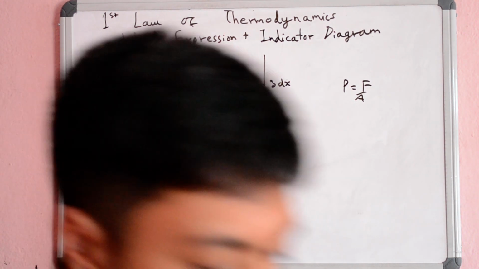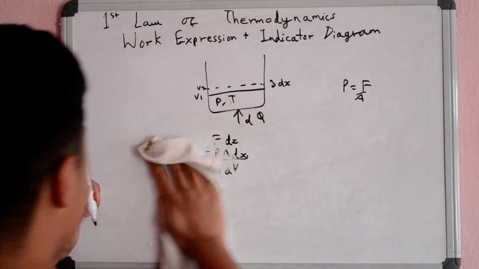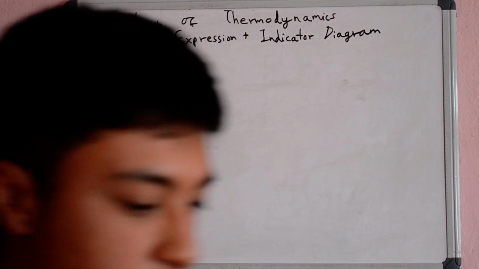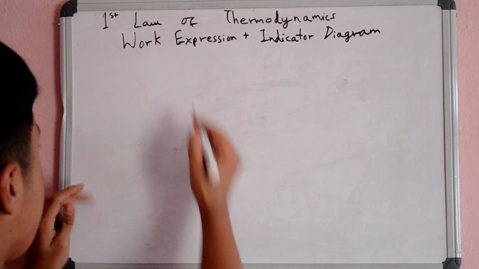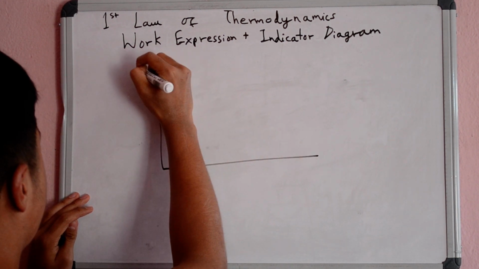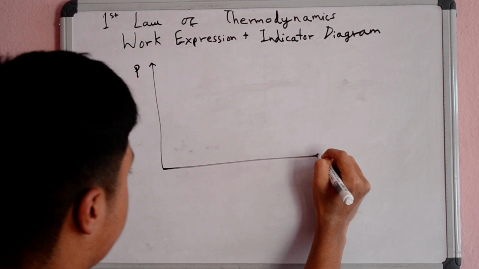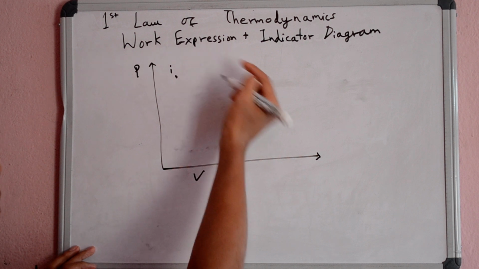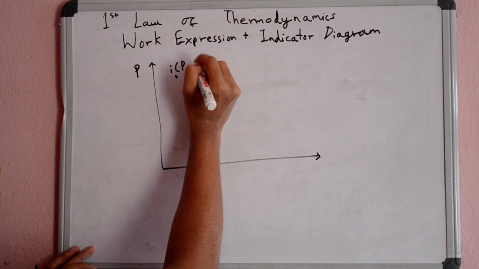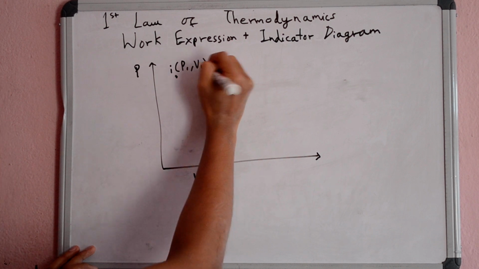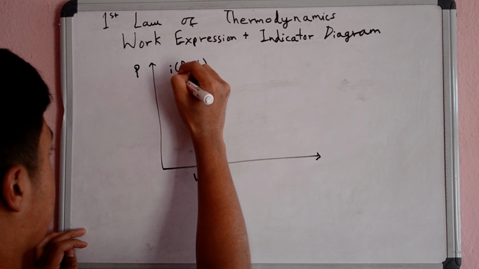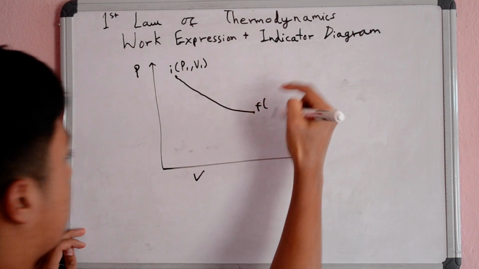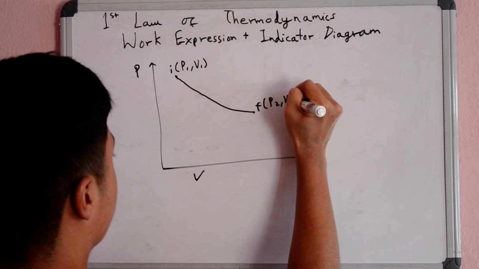So now for the indicator diagram. An indicator diagram is a diagram which represents a thermodynamic system in any case. This is the graph between pressure P and volume V. Now let's say it was at initial condition I with pressure P1 and V1. Now as we go along, the thermodynamic system goes like this until, let's say, the state F with pressure P2 and V2.